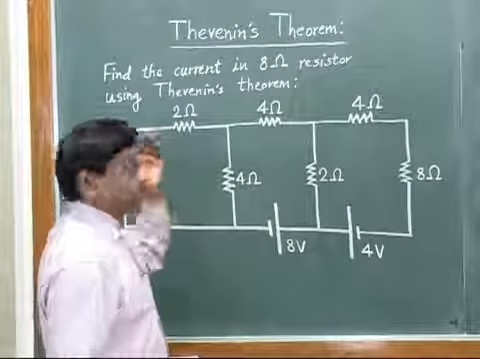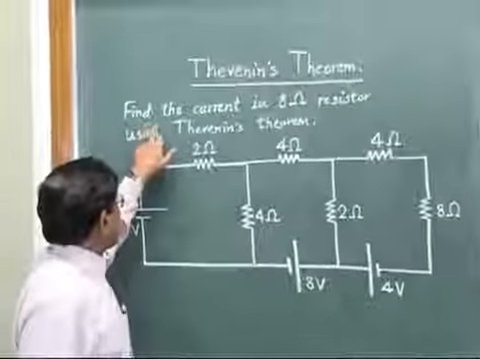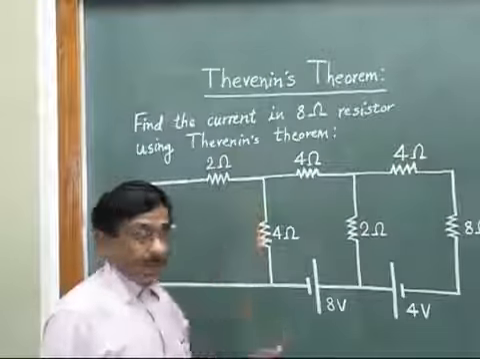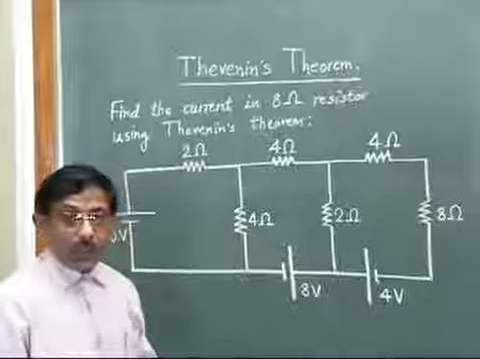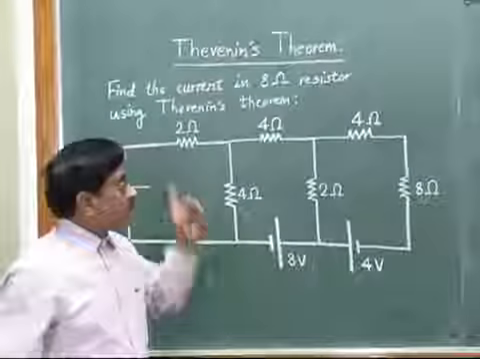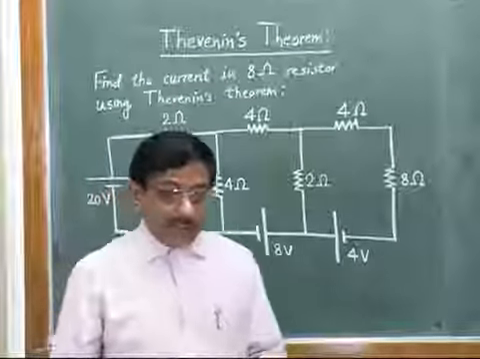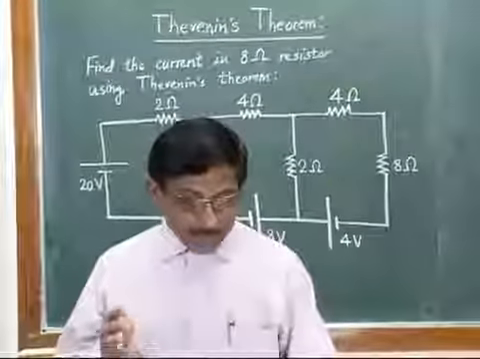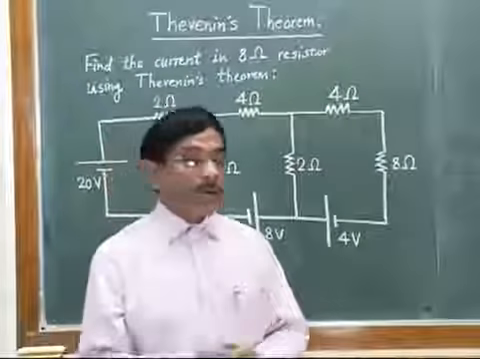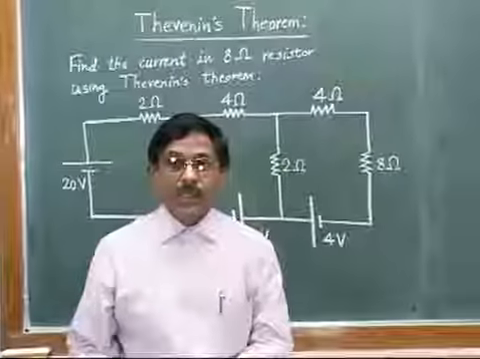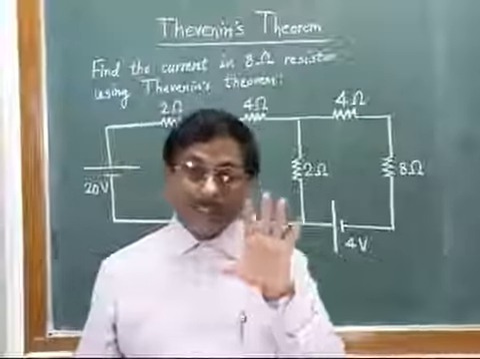So I have written the problem statement here: find the current in the 8 ohm resistor using Thevenin's theorem, and this is the circuit. The problem statement is fixed now: to find the current in this 8 ohm resistor. Today I shall tell how to solve this problem and find the required current through this 8 ohm resistor using Thevenin's theorem in 5 simple steps.